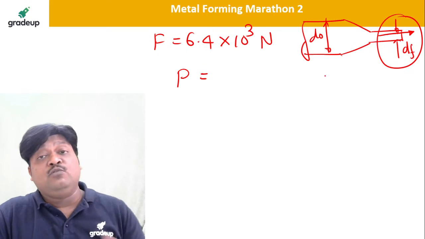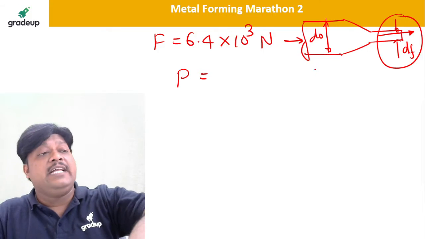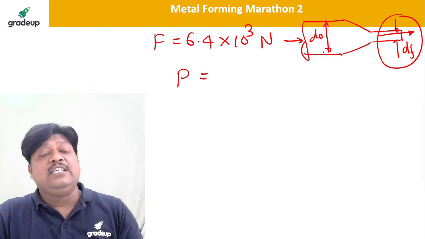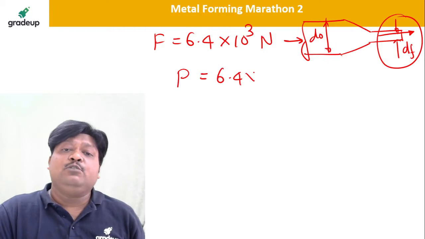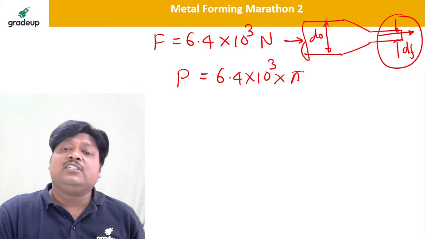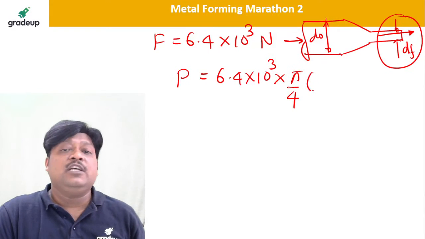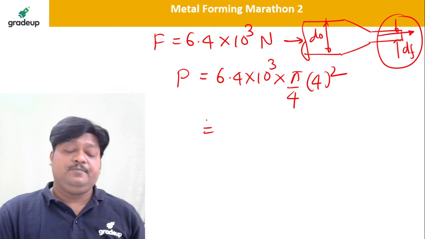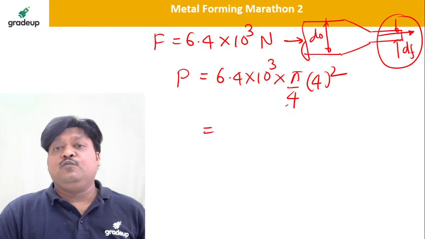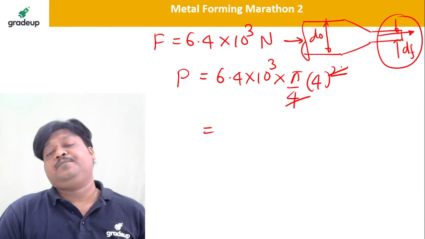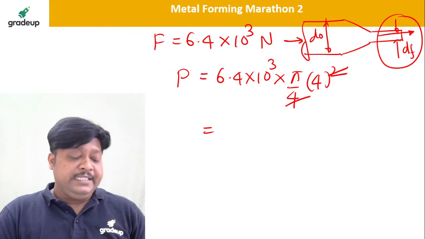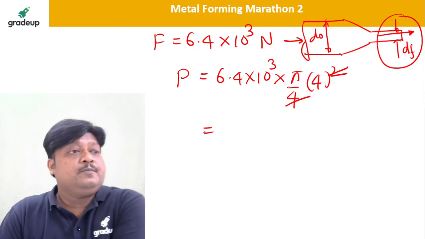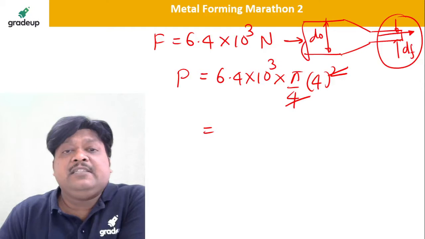In case of extrusion, you take it at the back side of the die and take the original area for the calculation of the load. I already told you. So here 6.4 into 10 to the power 3 into final cross sectional area, pi by 4 D final squared. How much is it? So 4 cancels out. Tell me. So 6.4 into 10 to the power 3 into pi. How much is it? Into velocity.